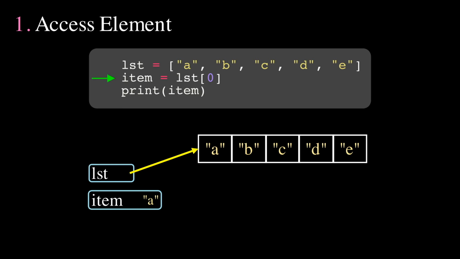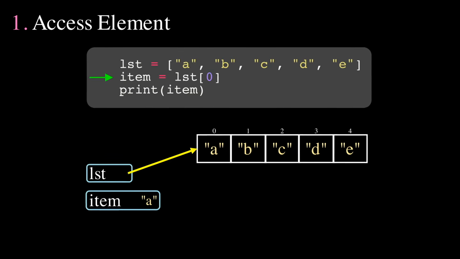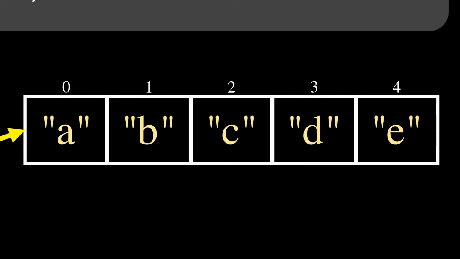Now, here's a question for you. Suppose I want to get the third element of a list. Which index would you use? Index 2. So the pattern is whenever you want to access the nth element, the index used is n-1.